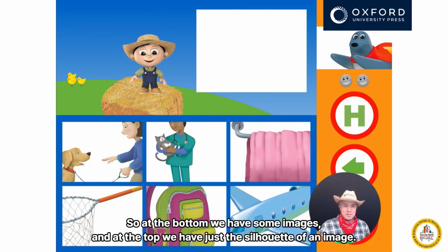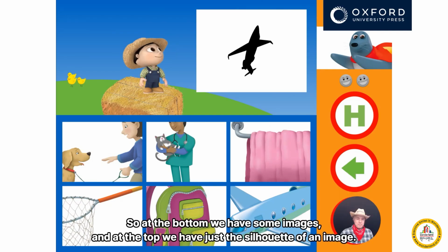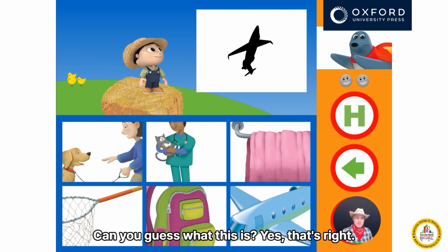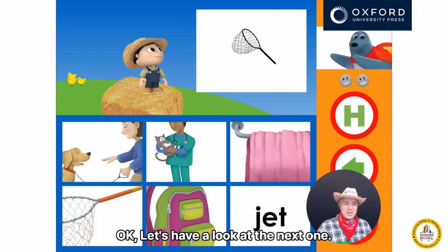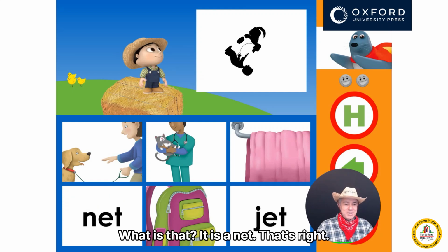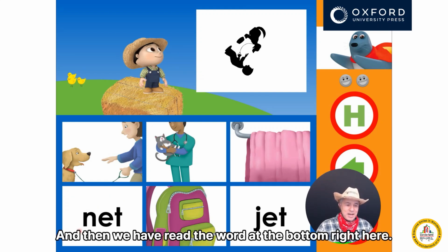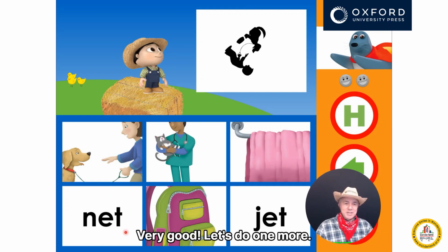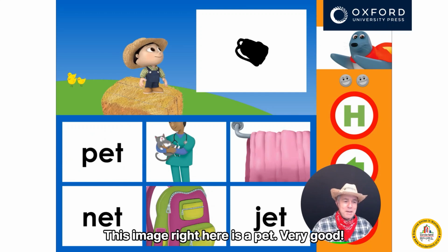So at the bottom we have some images, and at the top we have just a silhouette of an image. Can you guess what this is? Yes, that's right. It is a jet. Okay, right. Let's have a look at the next one. What is that? It is a net. That's right. And then we read the word at the bottom right here. Very good. Let's do one more. What is this? This image right here is a pet.